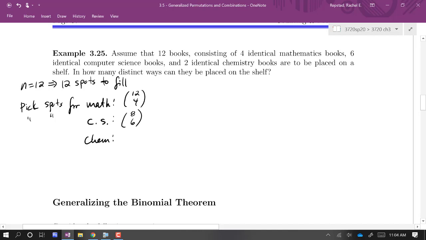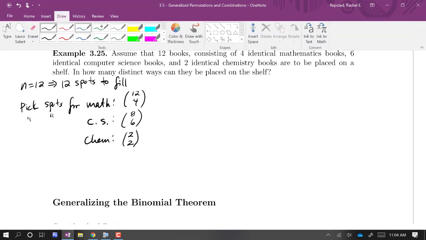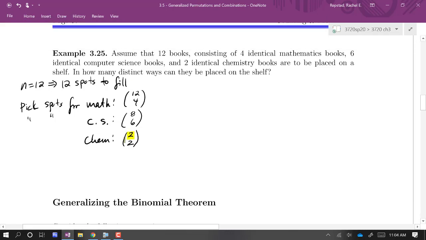So that's 8 choose 6. Once I do that, there's 2 spots left, and 2 spots in which to pick the 2 spots that get the chemistry books. Always when you do it this way, at the end, this should just be a K choose K, right? Once I placed everything else, and you're giving the last set of indistinguishable objects, there should be no choice left. Those spots are just what's left. And so that last combination is always just going to equal 1.